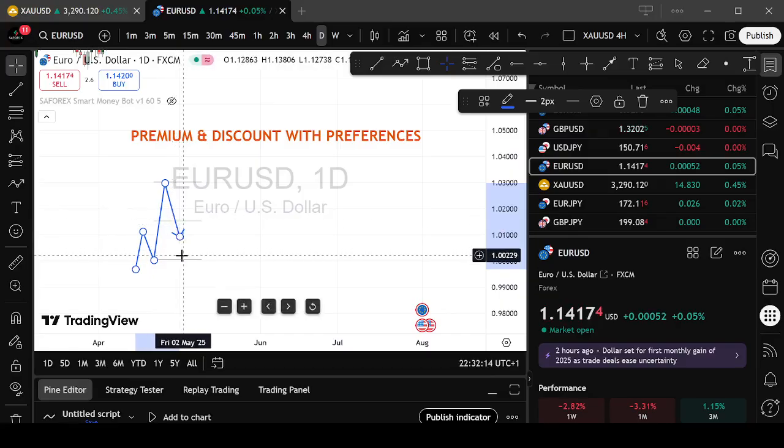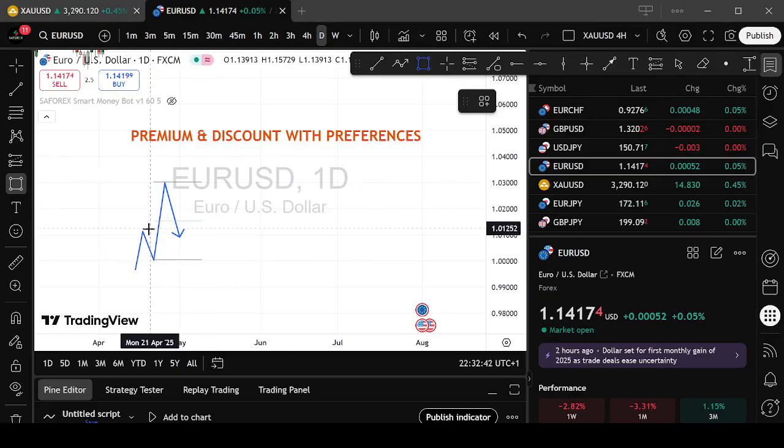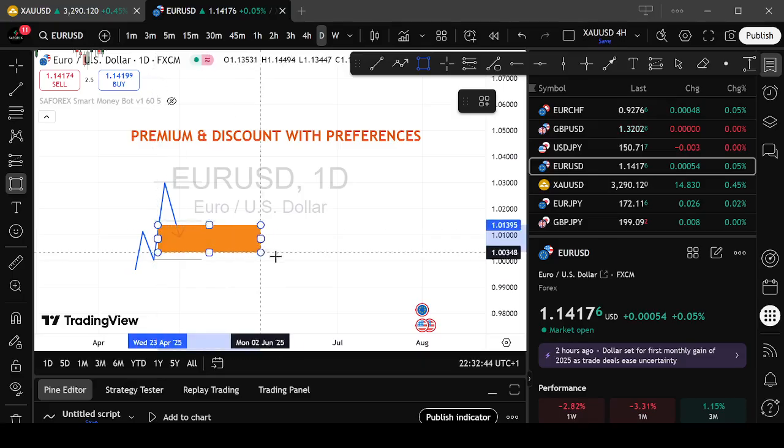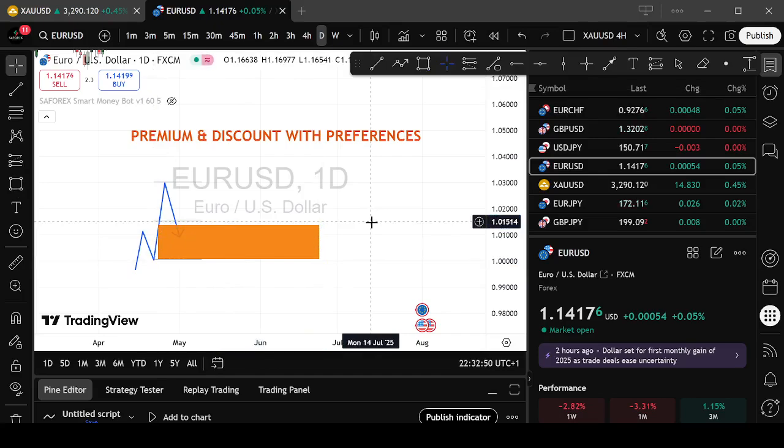But the truth of the matter is that the institutions don't buy randomly. Even though they know that price is in a discount, they look out for price to deliver into specific reference points within those zones. We already know that below this 50% is discount, so if we mark out our zone, we know price will definitely come back to below 50%. But where exactly below the 50% is what the smart trader wants to watch out for.